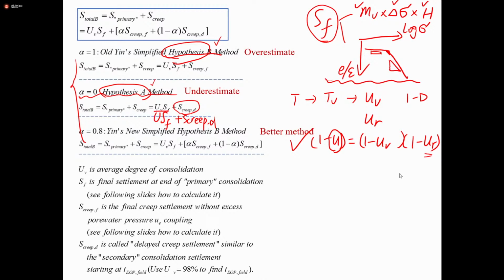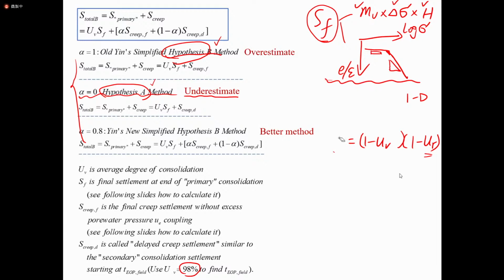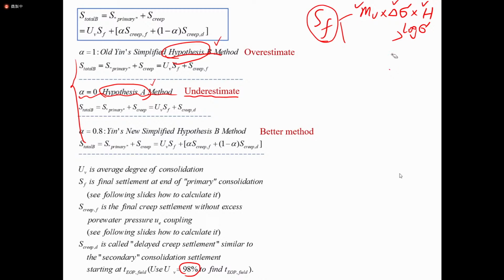And the second one is the script D, or the so-called secondary consolidation or secondary compression, okay? This only happens after 98% consolidation has been achieved. Okay, this is hypothesis A. So we say hypothesis A method underestimates the settlement. Why? Because it doesn't include the settlement due to creep during primary consolidation, right? That's why it will underestimate.